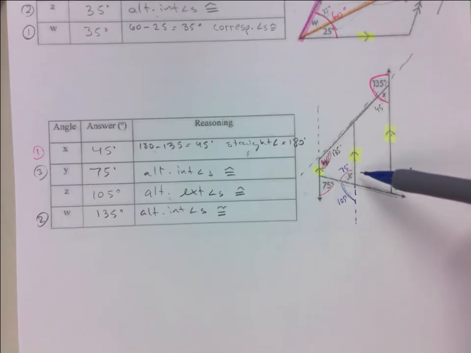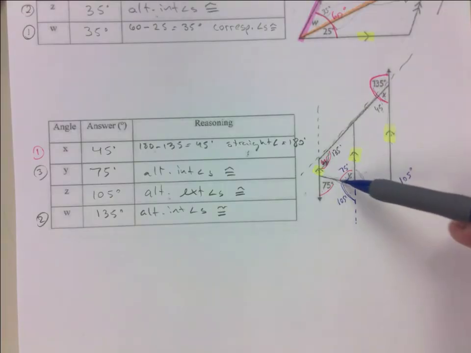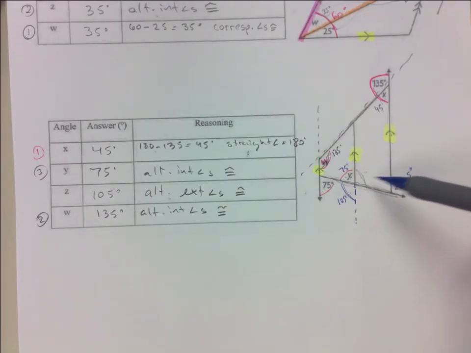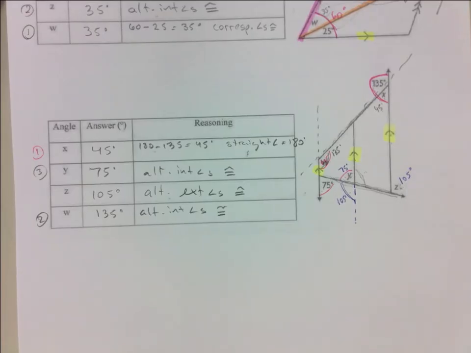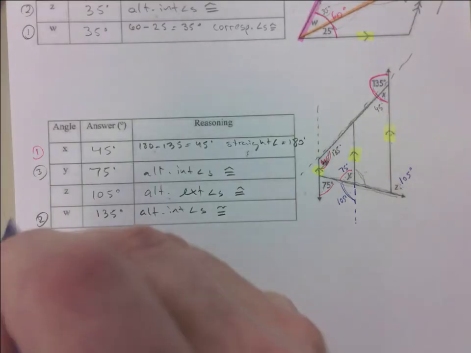Yes, you could have also found this one here, which is 105 as well, because there's a straight angle, and these two are corresponding. You could have found it that way. Okay, so you got to be creative. You got to use what you can if it seems like you're stuck. So this is my last angle. Okay.